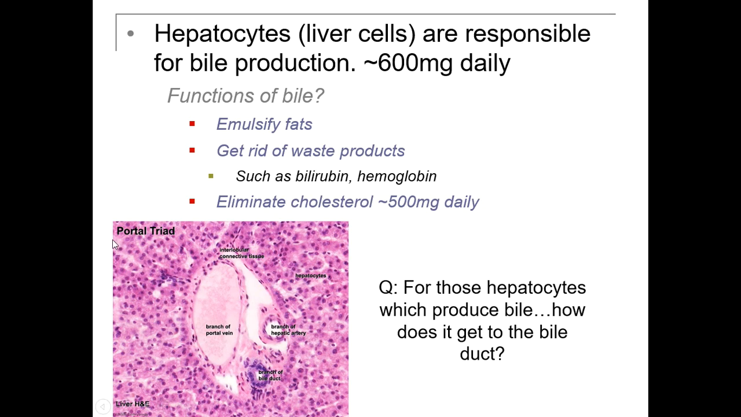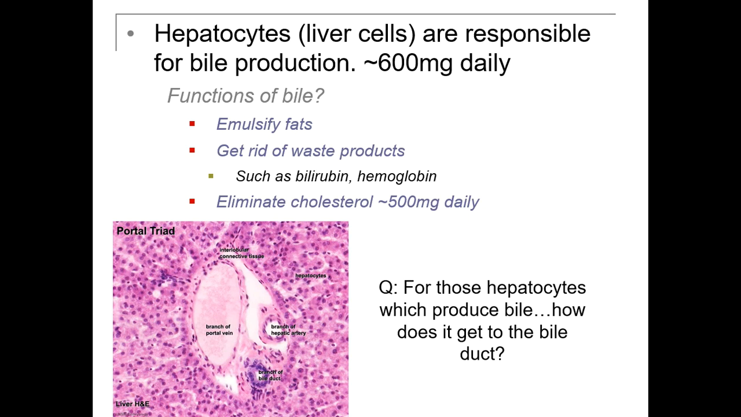So the first thing we're going to look at is the process of the liver as far as production. We talked about how the liver produces bile, right? It's stored in the gallbladder, but it's produced in the liver. And you can see the liver produces around 600 milligrams of bile daily. So the functions: emulsify fats. Again, it's just one of the steps in the breakdown of fats. Get rid of waste products.